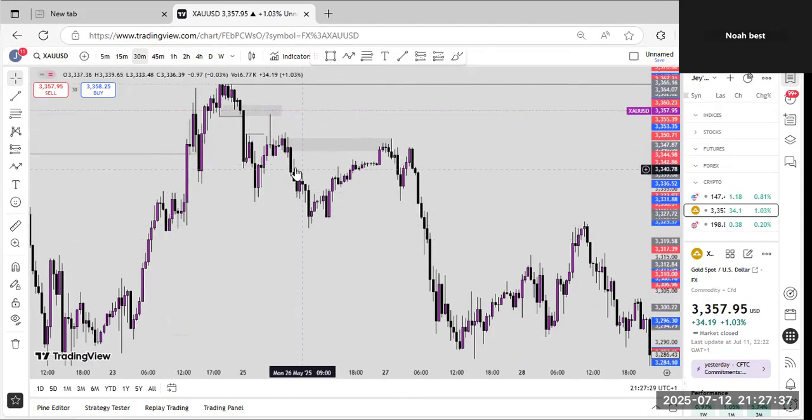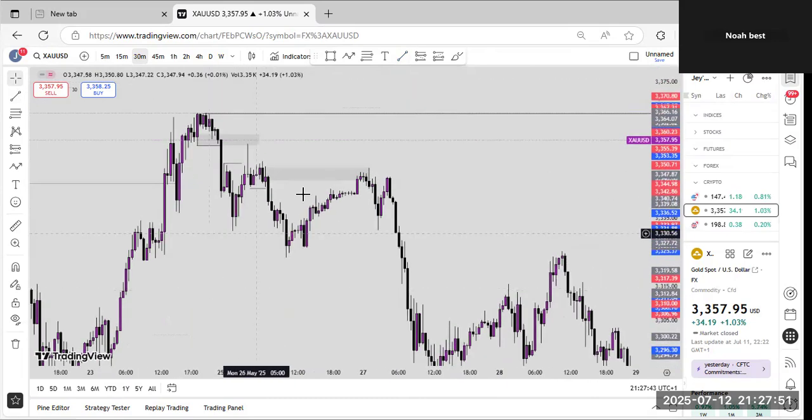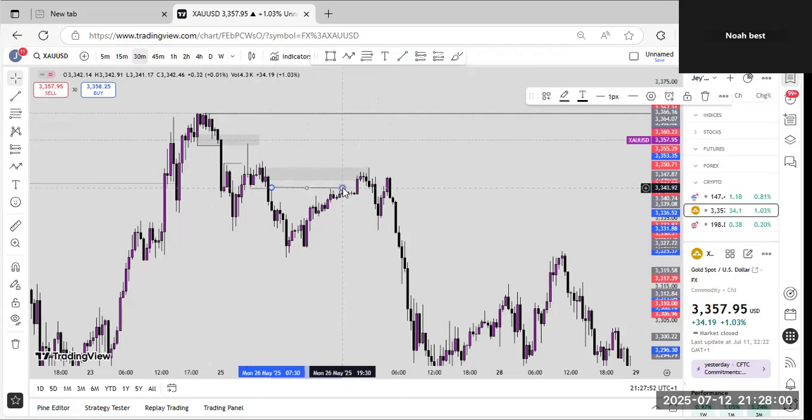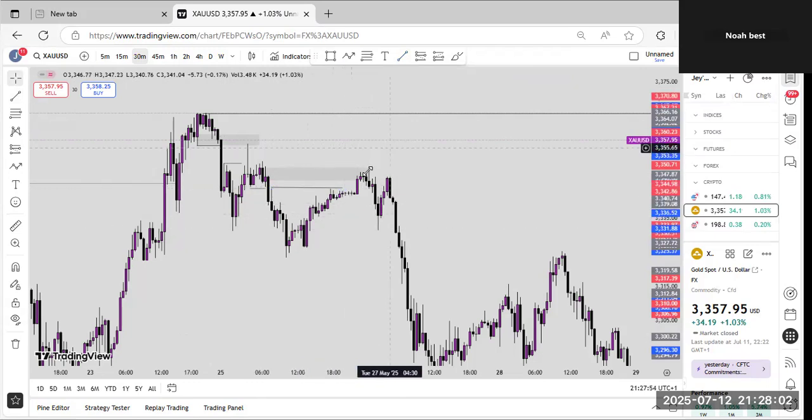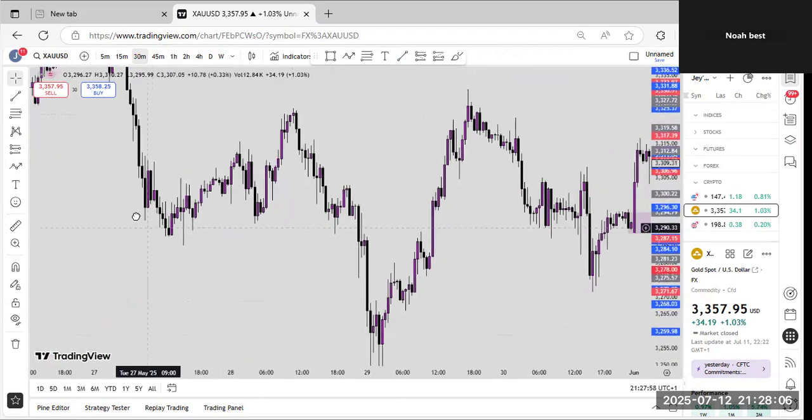Even here too, there was a shift also at this place rather. There was a market structure shift here. There was a market structure shift there. And this place is our liquidity. So that is why price came and sold off. So that's how you could use this to your advantage.